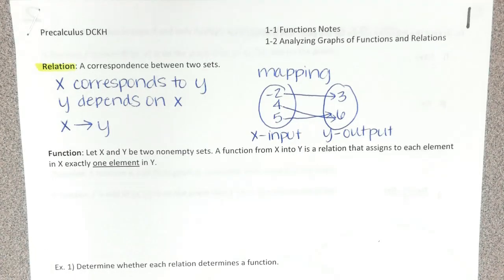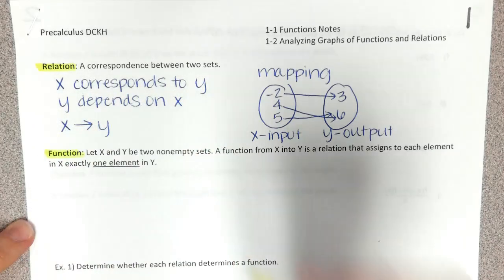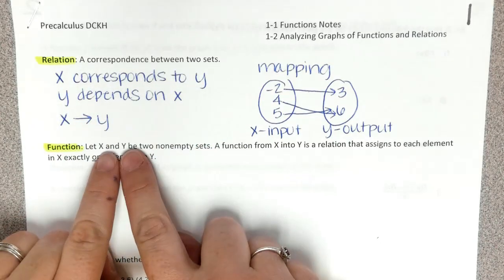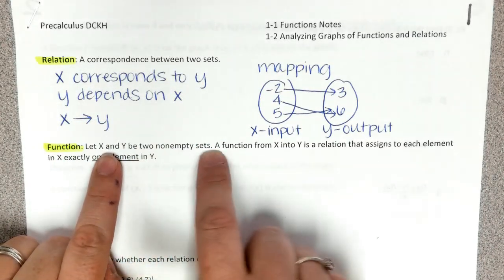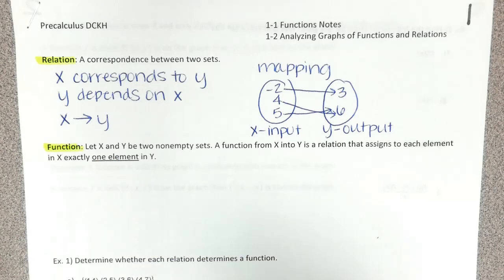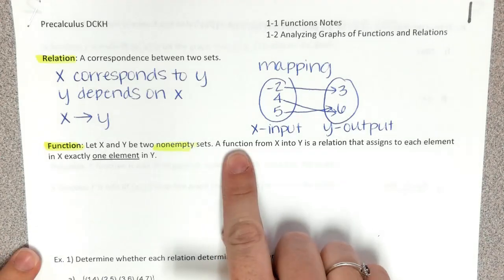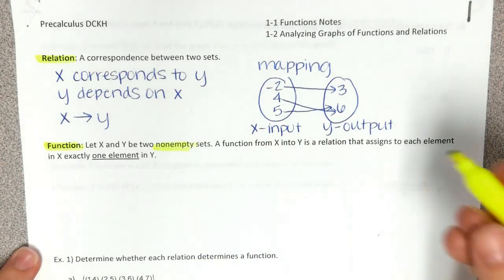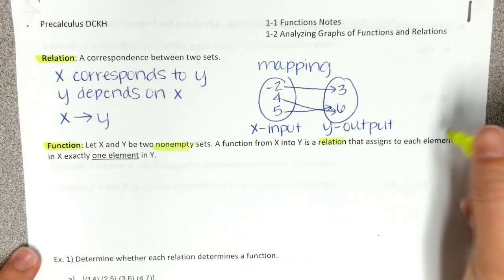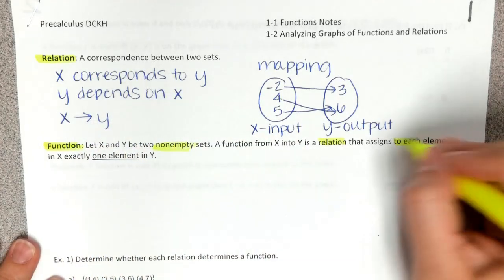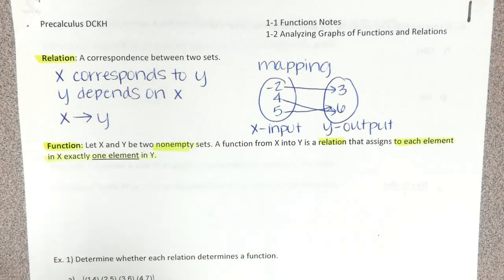Okay, now what is a function? First of all, it says let x and y be two non-empty sets. You can't have a set with nothing in it. You have to have something in your set, so it's not empty. Non-empty. A function from x to y is a relation that assigns to each element in x exactly one element in y. What does that mean?